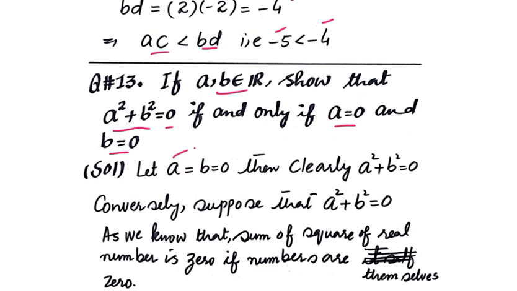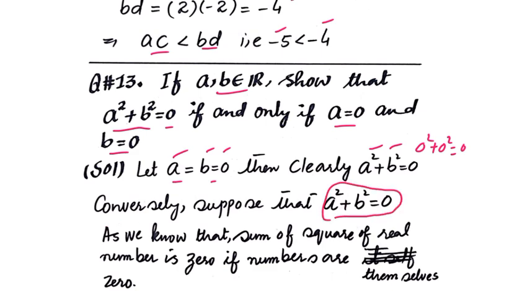Suppose A and B both are 0. We show that A square plus B square is 0. Clearly when A and B both are 0, then A square plus B square is equal to 0. By putting the value of A and B here, we have 0 square plus 0 square, which is equal to 0 clearly. Conversely, suppose that A square plus B square is equal to 0.